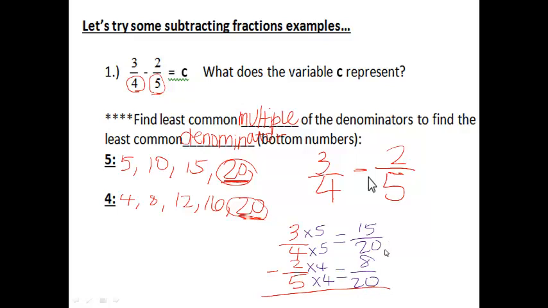Okay, so now here's what we need to do. Just like adding, what do we do now when we subtract? Exactly. 15 minus 8 gives me 7. And then you have to keep your denominator, so what's my denominator? 20. So my answer would be 7/20. Very good.